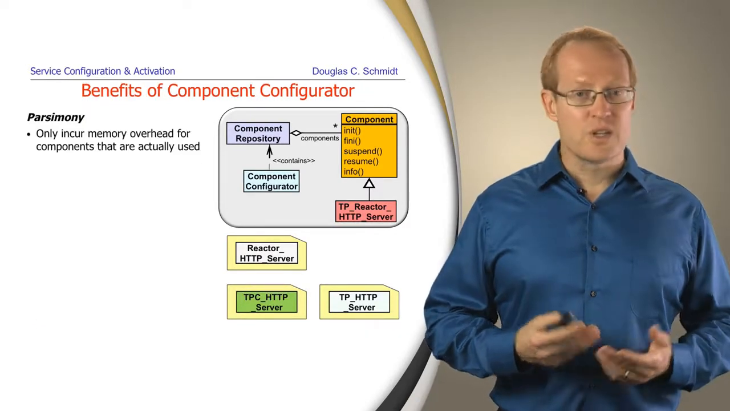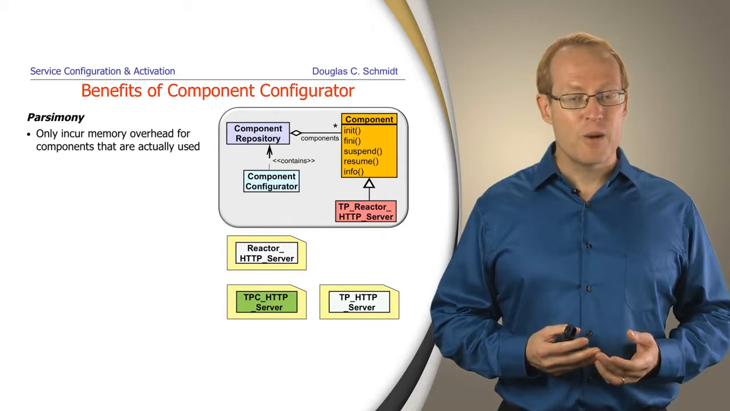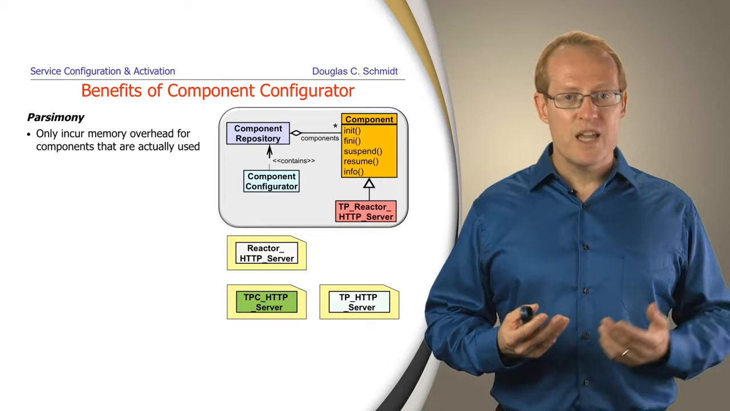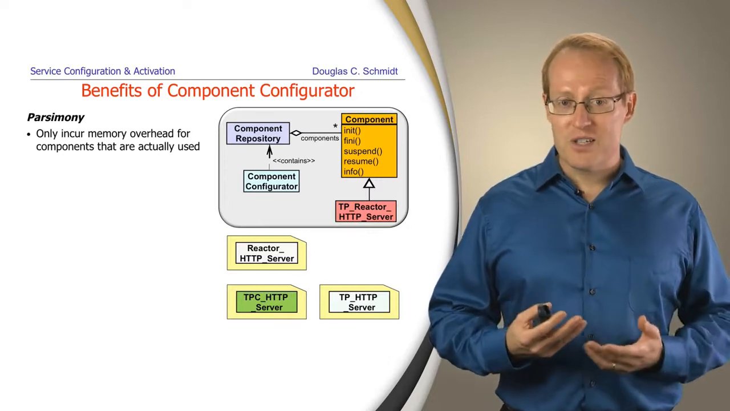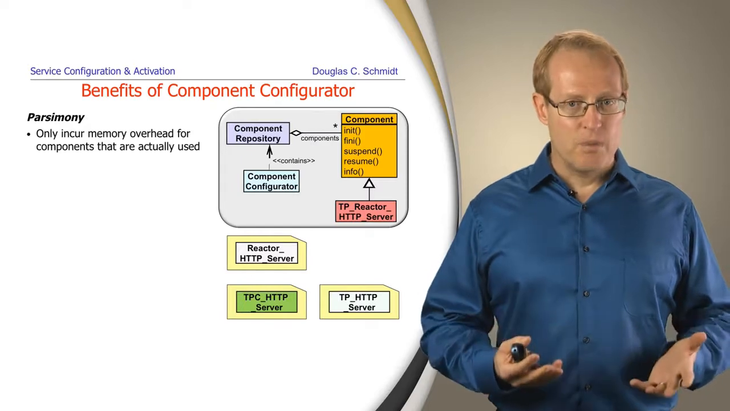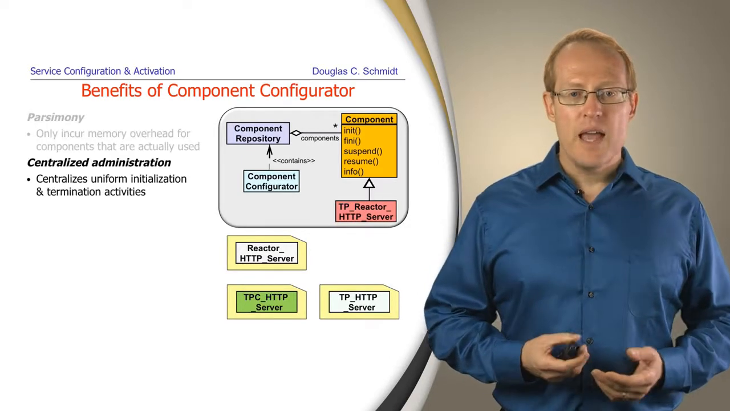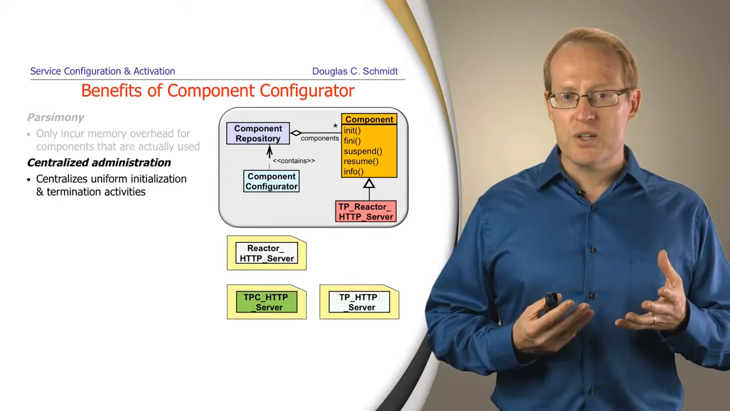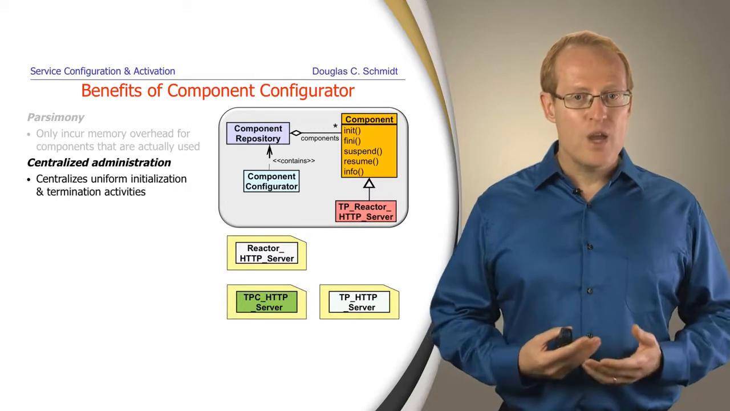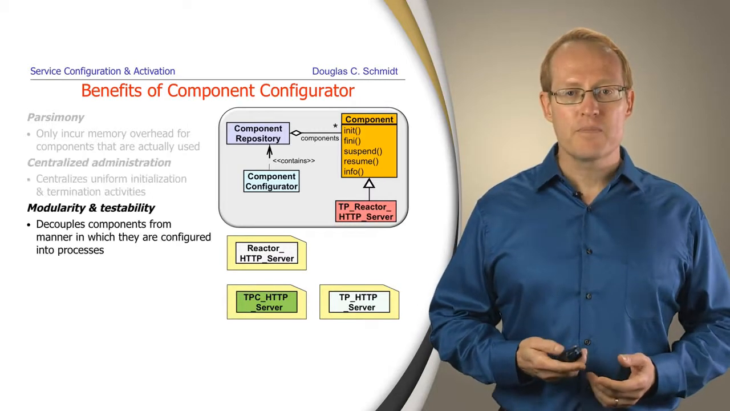So this leads us into a discussion of some of the benefits of using the component configurator pattern. Chief among these benefits is this concept of parsimony. You're only paying the cost in terms of memory footprint and utilization of the actual components that you need. The ones that you don't need don't have to be linked in. You can also centralize the administration, so all the components can be configured in a uniform, common way with a uniform API that's used to initialize them and finalize them and so on.